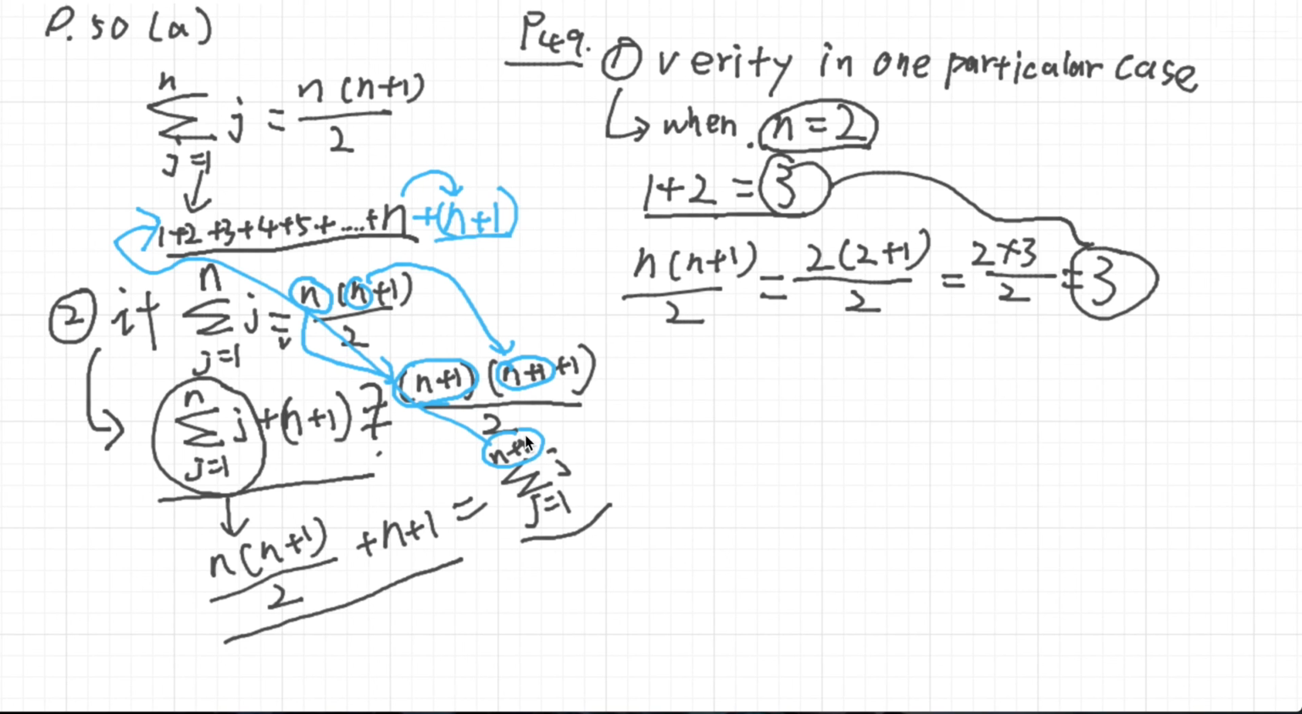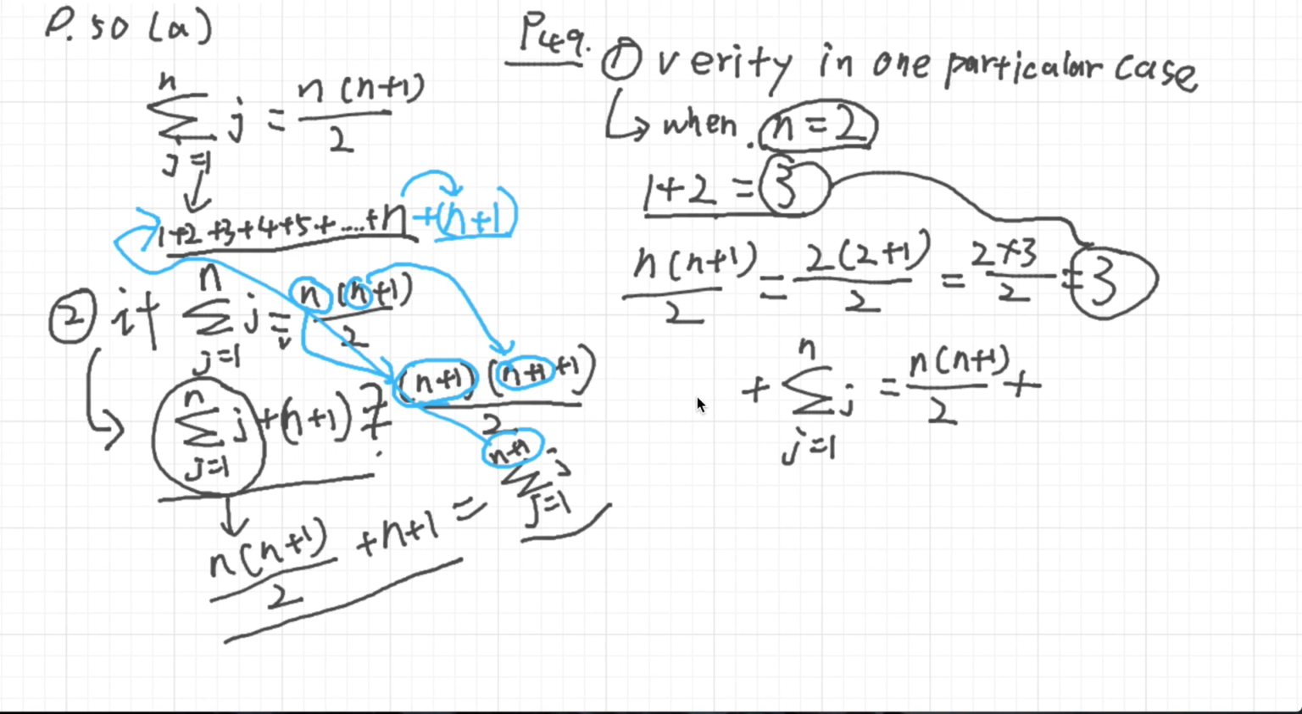Yep. So what we assume, I'm going to write it here, is that the sum of j from j equals 1 is going to be equal to the formula n times n plus 1 over 2. We assume that's the case. If that's the case, then what necessarily follows is that if we add the same thing on both sides, the equality still holds. Right? So in this case, we're just going to add the two things on the same side.